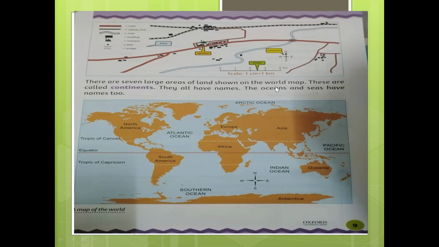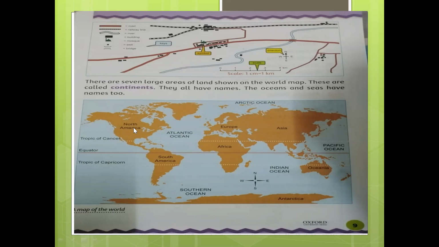Like we saw in the map of the world, 71% of the earth is covered with water, and this water is where? In the oceans. So larger areas of water are called what? Oceans. And large areas of land on earth or on the world map are called what? Continents. Like you can see in this map of the world again, here you can find the continents as well as oceans.